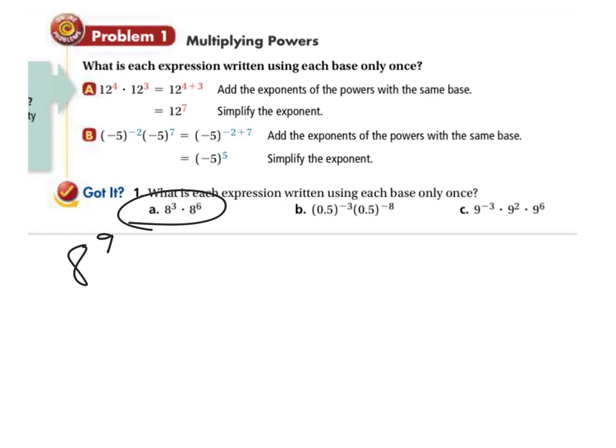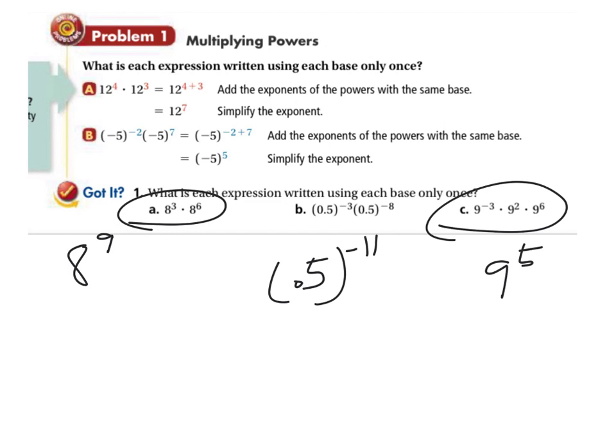Here we have 0.5 to the negative 3rd times 0.5 to the negative 8th. That is 0.5 to the negative 11th. And again, that would throw it into the denominator, but we're not really asking for that at this point. And then here I have several, it works with as many as you have. If I have 9 to the negative 3rd times 9 squared, that's 9 to the negative 1 times 9 to the 6th, which ends up being 9 to the 5th.